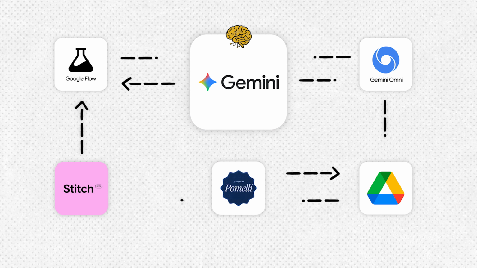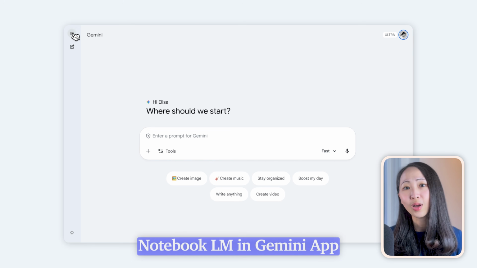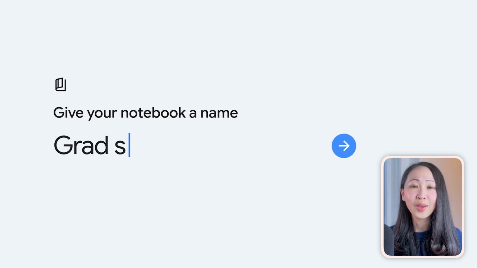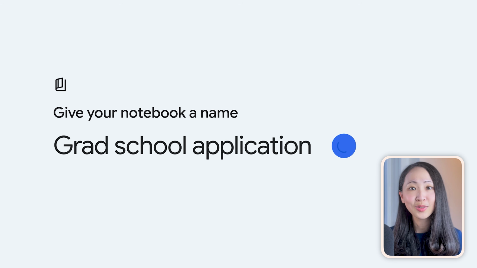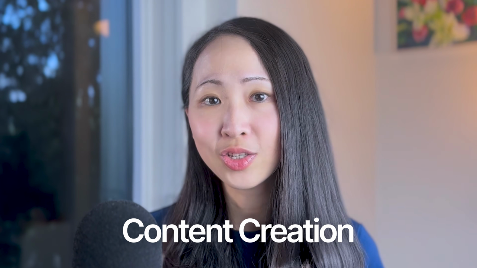So one thing that makes Gemini really stand out to me is how everything connects across Google's AI products. And recently, they rolled out NotebookLM right into the Gemini app. This is huge if you're a big NotebookLM fan like me, because you basically get a project space that remembers your brand context. And when it comes to content creation, this really changes everything.